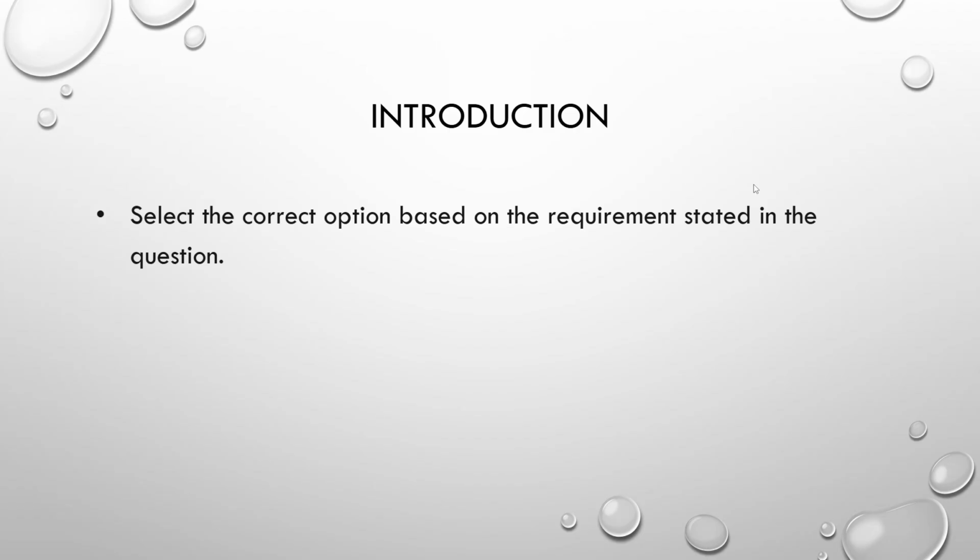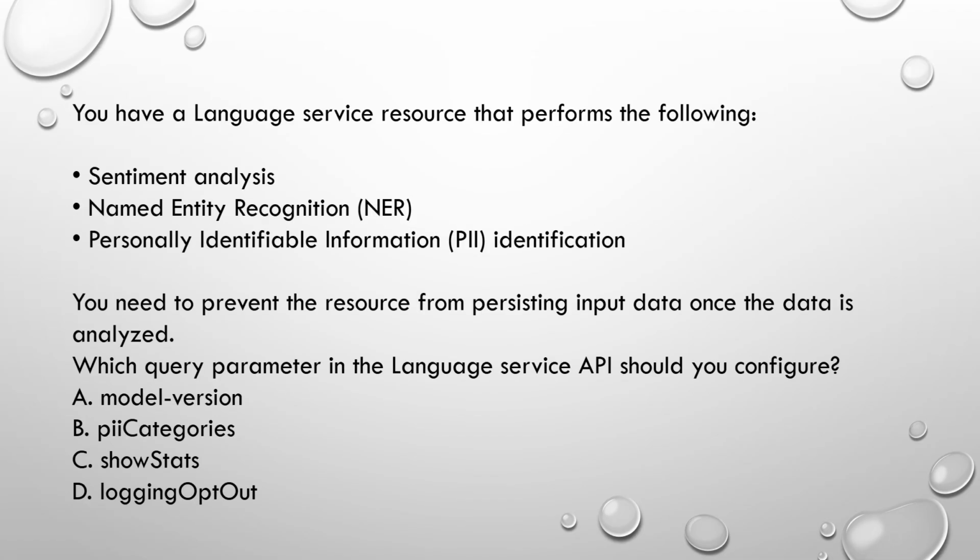Now to the format of the question. We have to select the correct option based on the requirement stated in the question. You have a language service resource that performs the following: sentiment analysis, named entity recognition, personally identifiable information identification. You need to prevent the resource from persisting input data once the data is analyzed. Which query parameter in the language service API should you configure? Model version, piiCategories, showStats, loggingOptOut.